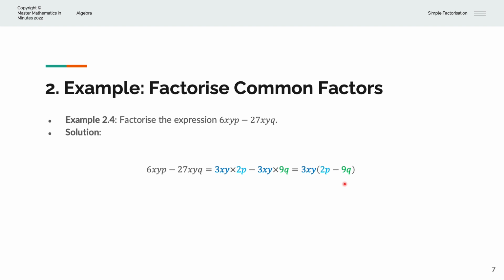To check our answers, the expansion of the brackets gives us 3xy multiplied by 2p, which matches the first term on the left-hand side. And the second expansion gives us minus 3xy multiplied by 9q, which matches the second term on the left. And so these two are equivalent, but we'll factorize 3xy on the right-hand side, outside the brackets.